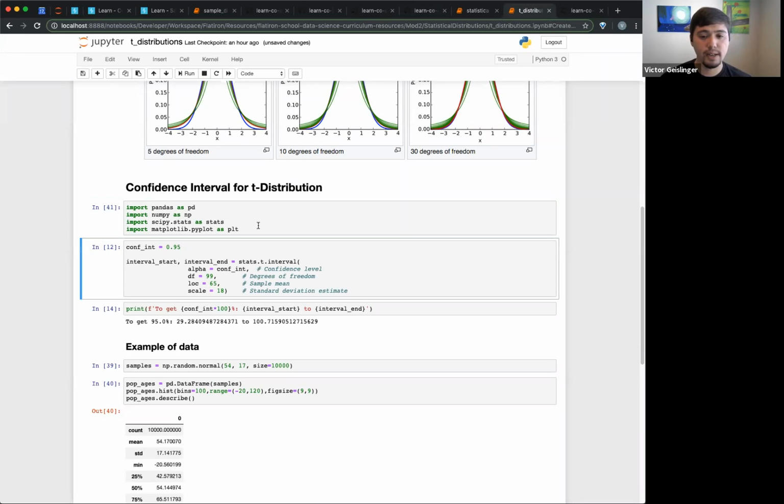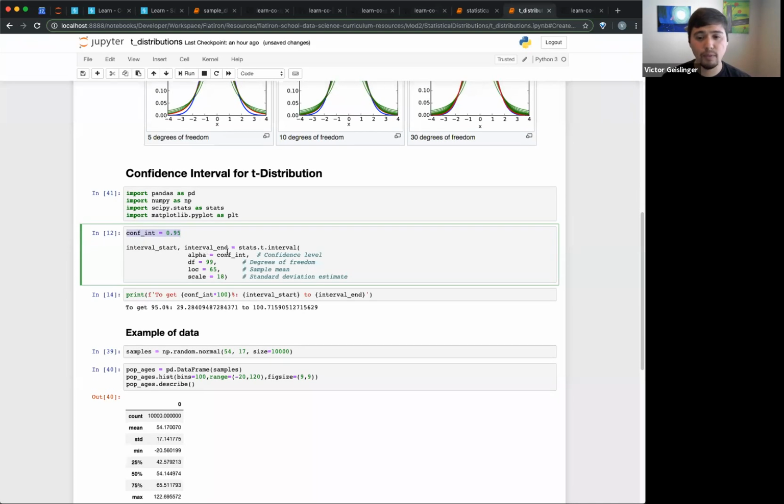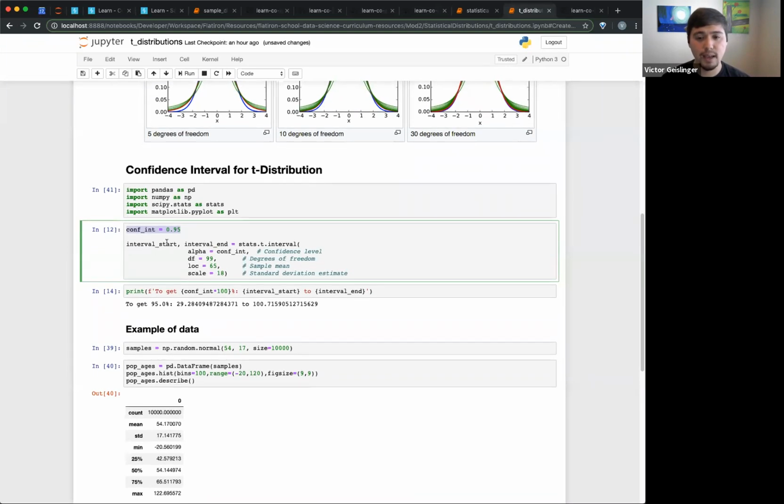So if I actually run this right here, I get basically SciPy stats, and this comes a lot from the curriculum. I say, okay, my confidence interval is 95%. That's the confidence interval I care about. And what I'm going to do here is use this stats t interval, which gives me the start of the interval and the end of the interval, kind of like these braces right here.